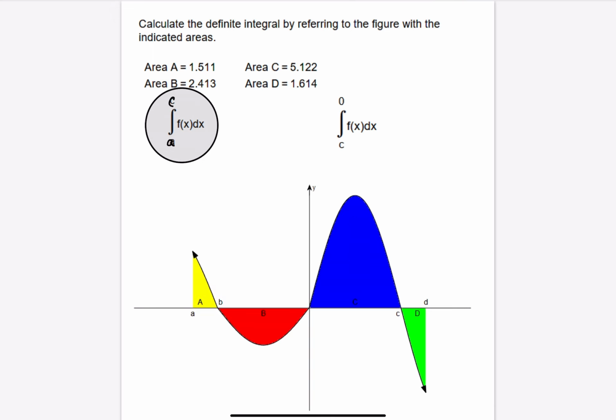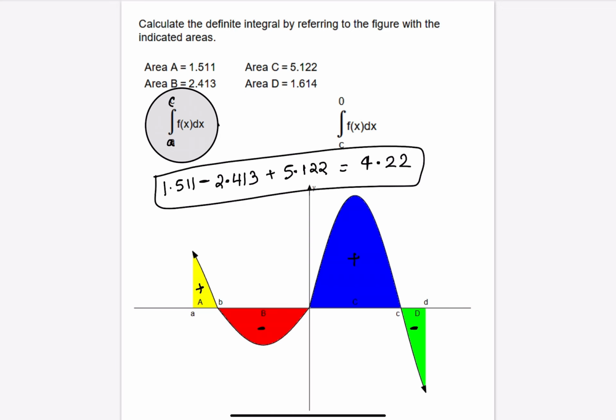So the integral from A to C is the area of A, which is 1.511, minus B, which is 2.413. B is negative, remember it's negative. C is positive. I'm just going to put these positives and negatives. And C, which is 5.122. And all you have to do is simply add these and you will end up with 4.22. That is going to be your area. That's the answer for this one.